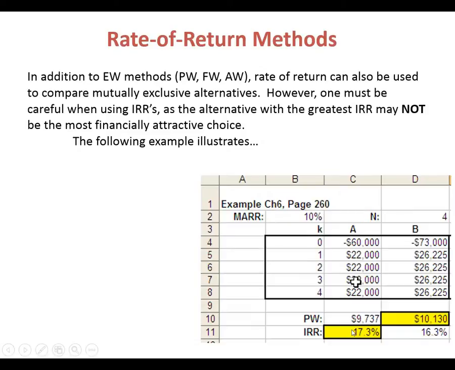Now, remember that one of the ways that we can compare alternatives is to find out which looks best when we do the EW methods, and that means equivalent worth. Equivalent meaning that we take all of the alternatives to some common frame of reference. We either take everything to the present, we take everything to some future date, or we find the annual value of each of the alternatives. And so when you're comparing alternatives, you can always rely on the equivalent worth method to point out which of those alternatives is best. But the problem is, remember, you simply are using the MARR.